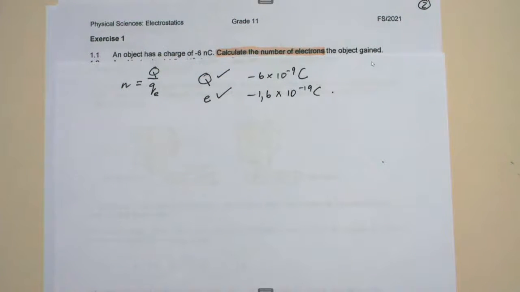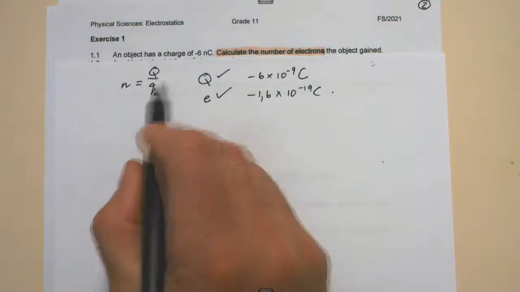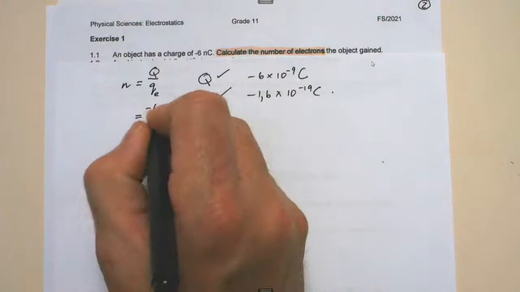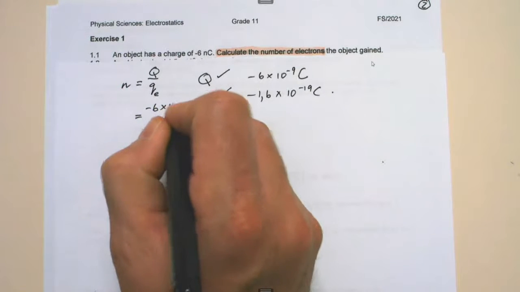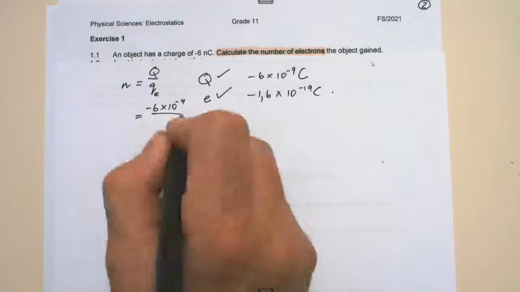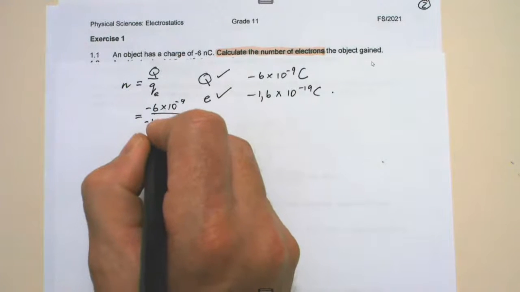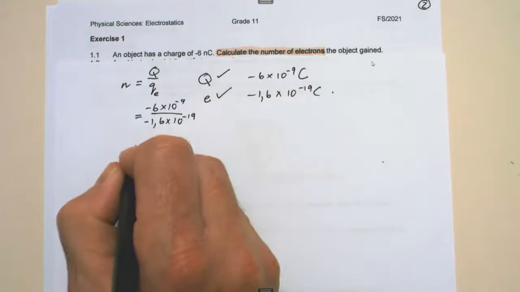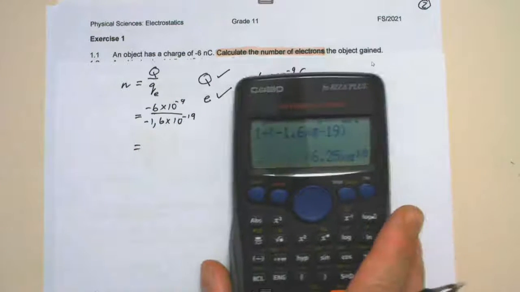Or it might be an E there, I'm not quite sure now. I think it's just an E, but it's fine. So now I substitute -6 times 10 to the power -9, and I substitute the -1,6 times 10 to the power -19, and the answer that we will get is the following.